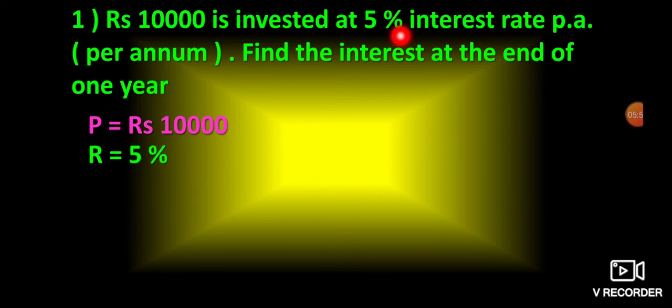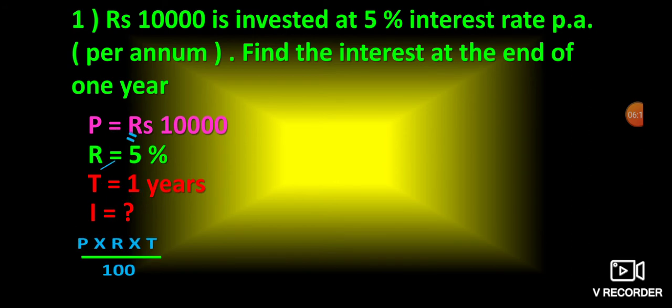Interest rate means rate of interest. R equal to 5%. And T, time taken. How many years? T equal to 1 year, at the end of 1 year. Interest, we don't know, so we put a question mark. Find the interest.